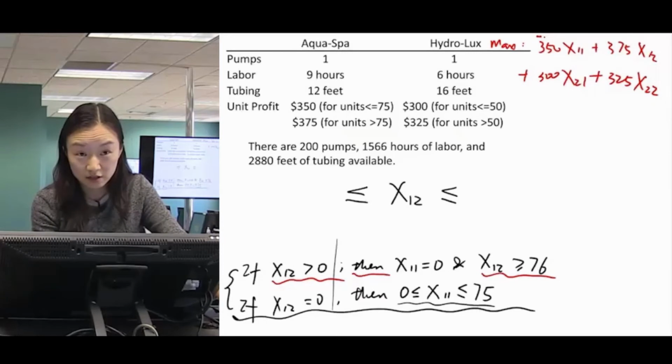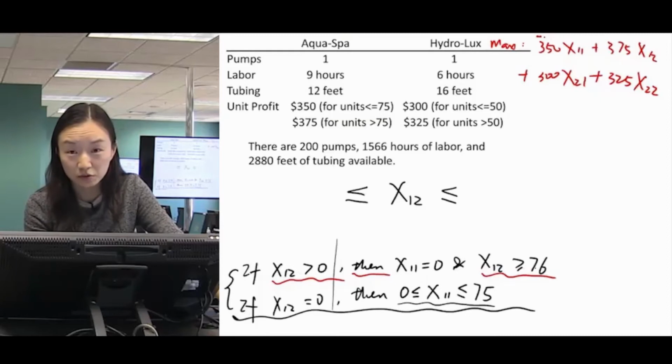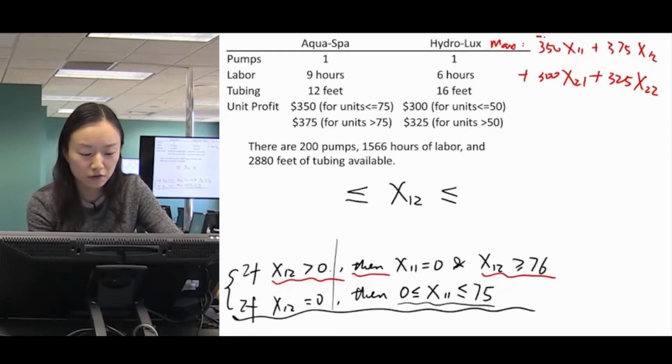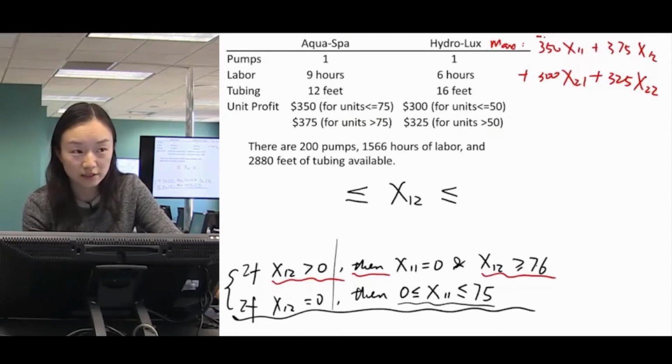Did you guys see this part? Everyone? The one that I highlighted with red. Okay, that's the minimum order size problem. If x12 is greater than 0, then it has to be greater than or equal to 76. It's saying if you produce it, then it has to be more than 76 units.